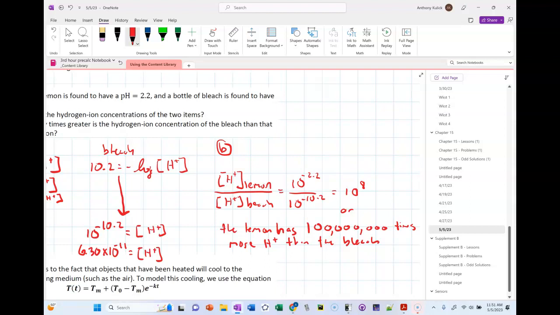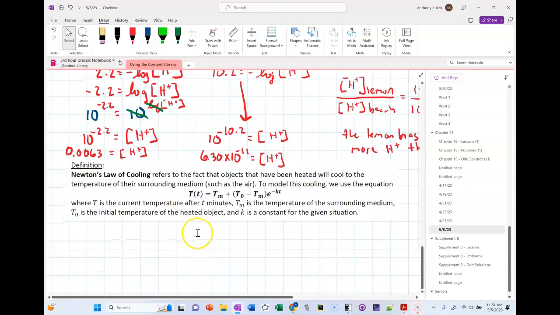All right. Our last situation that we're going to talk about is cooling objects. So like if you've ever heated something up and then set it down, like you cook something in the microwave and you set it on the counter to cool off afterwards. This equation here is kind of describing how that process works. So T, capital T, is the current temperature. So T of t is the current temperature after t minutes. So that's like a function.